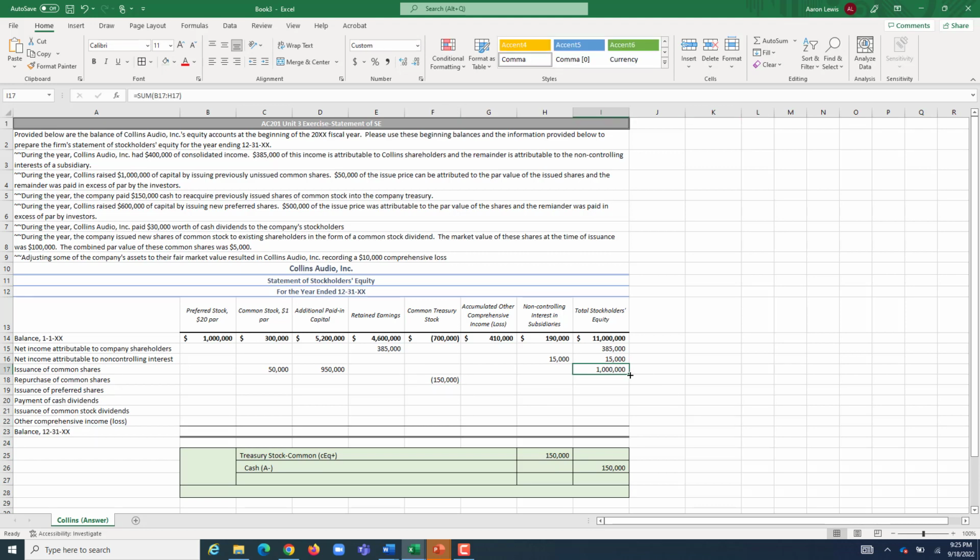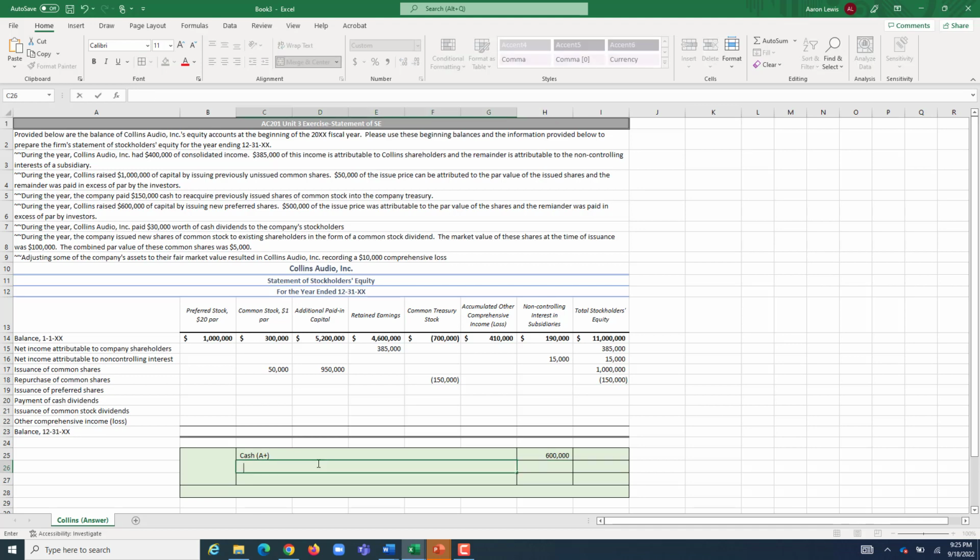So what was the overall effect on our company's total equity? It's going to decrease it by that $150,000. For the issuance of preferred shares, that entry is going to look a whole lot like the entry we just had a minute ago for common shares. We raised $600,000 in capital. We'll stop right there. We raised $600,000 in cash from the issuance of those preferred shares.